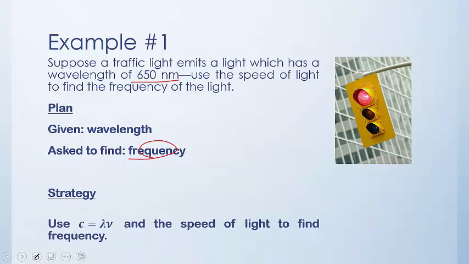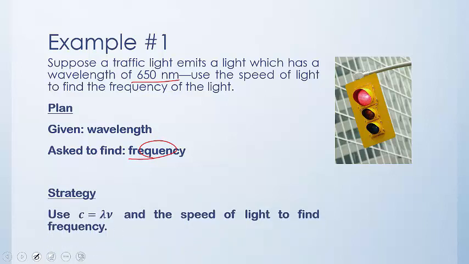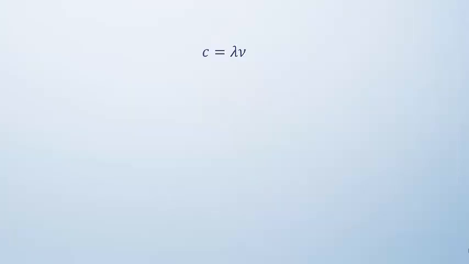So let's use our new equation that we've just learned, c equals lambda nu, and let's use the speed of light and solve for frequency. First, we know we're going to use c equals lambda nu. This equation relates the wavelength of an electromagnetic wave to its frequency. Then we'll rearrange the equation to solve for the variable that we're looking for. We were asked to solve for the frequency.